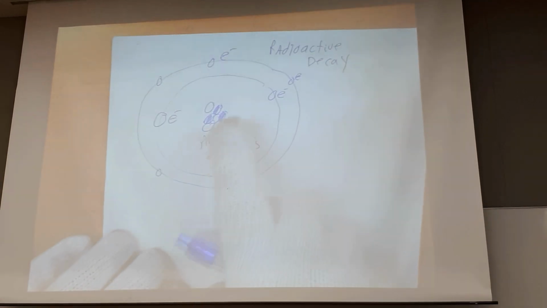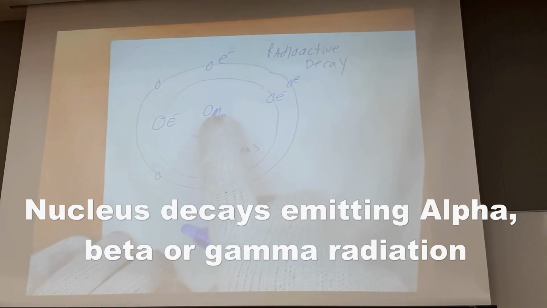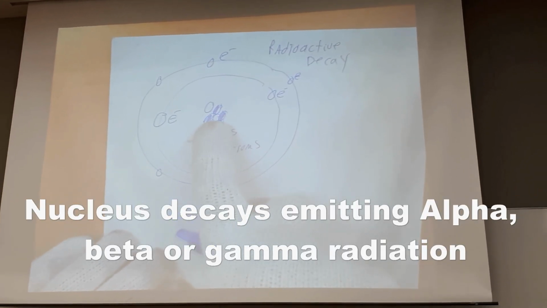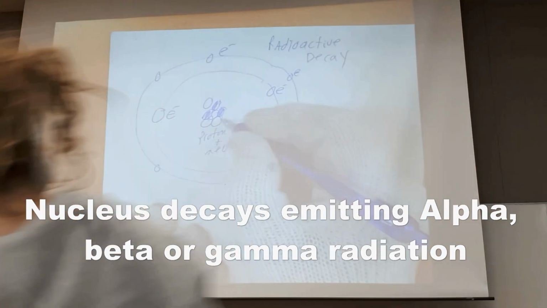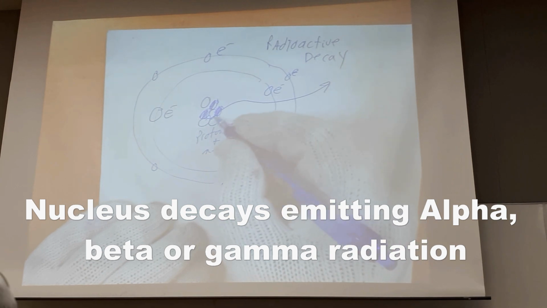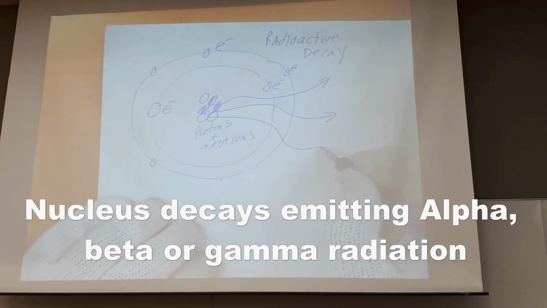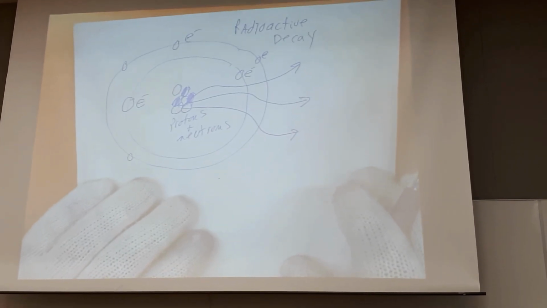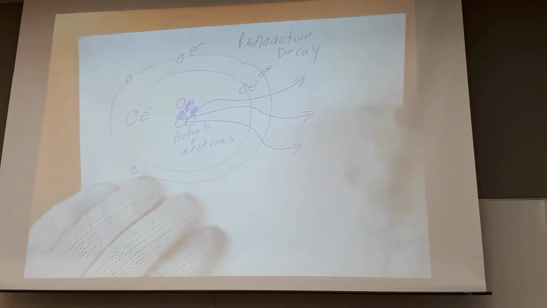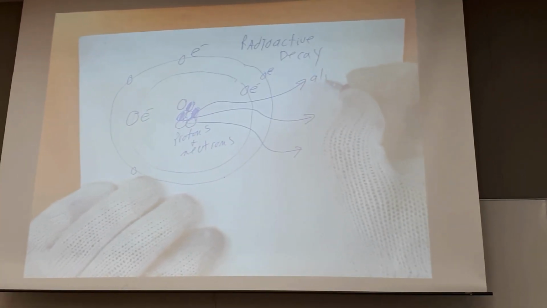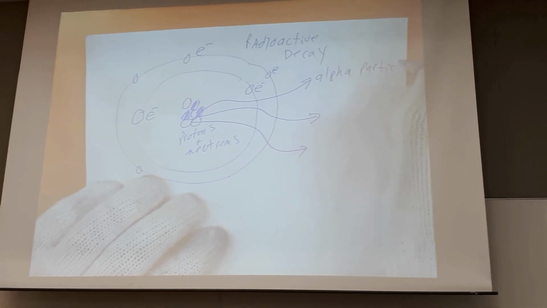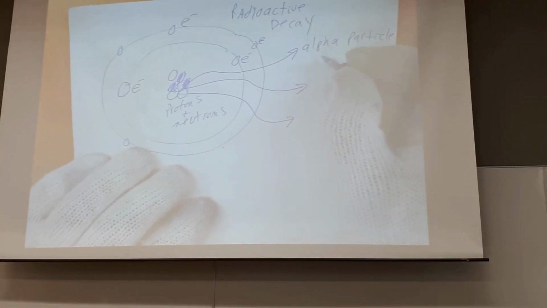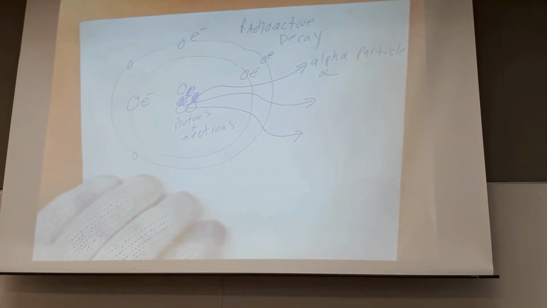it's the nucleus that decomposes. It's the particles here in the nucleus that decompose. The protons and the neutrons decompose. And what they do, they will emit 3 different kinds of emissions. One of them being alpha particle. An alpha particle. Using the Greek letter alpha.